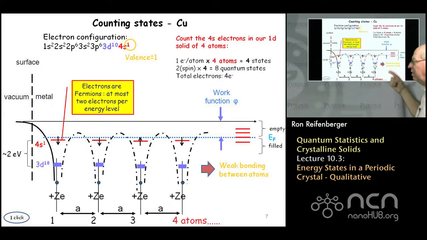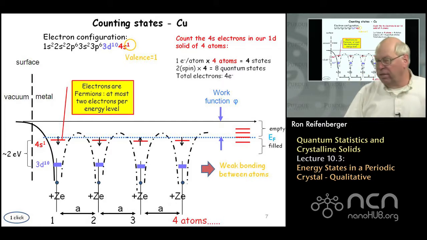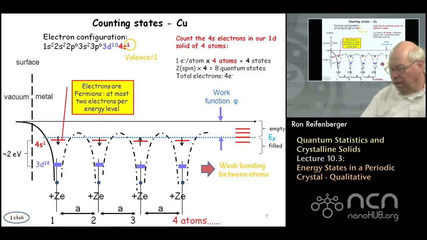That gives rise to 4 energy levels. Each energy level can accommodate a spin up and a spin down electron. If I take the 4 electrons from the 4 atoms and drop them into these quantum states, a spin up and a spin down electron occupy the lowest quantum state. A spin up and a spin down electron occupy the next quantum state. And then the 4 additional states, because I had a total of 8, remain empty. They're not populated.